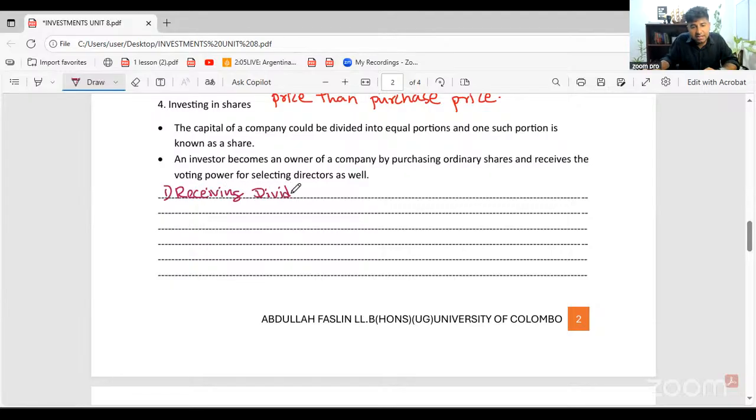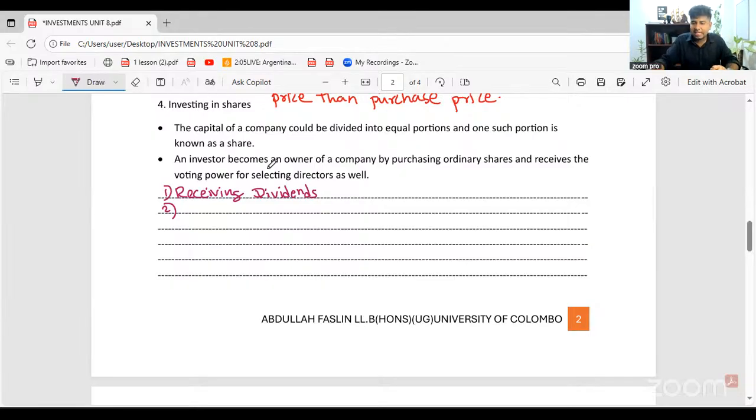Receiving dividends. And when you are a company shareholder, you can go to their meetings. If there is an important meeting to select a company director, you can even vote, right? You can go to the meeting and you are like a top businessman. You have to invest some money, right? Therefore, receiving dividends is one of the benefits.